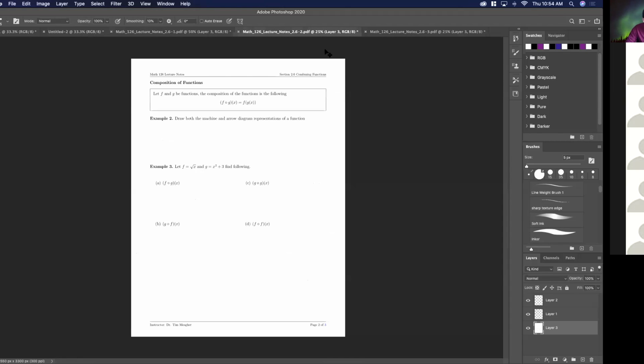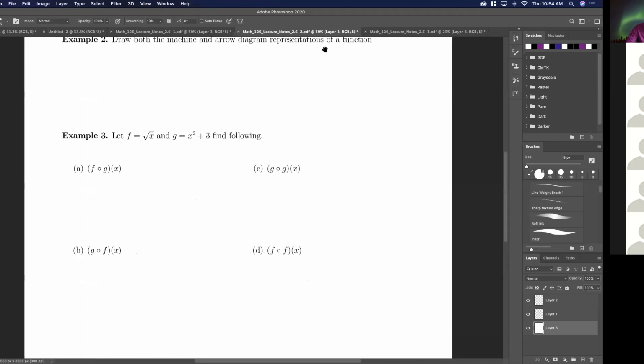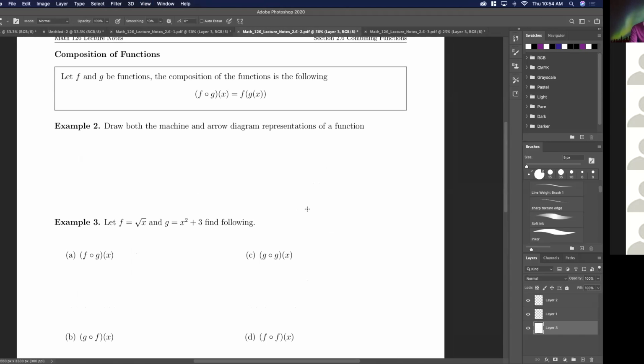All right, so let's do compositions. This is where the bread and butter of this section is. Oh, I lied. We did the machine. I said we wouldn't see the machine ever again. I lied. We'll see it for one more second.